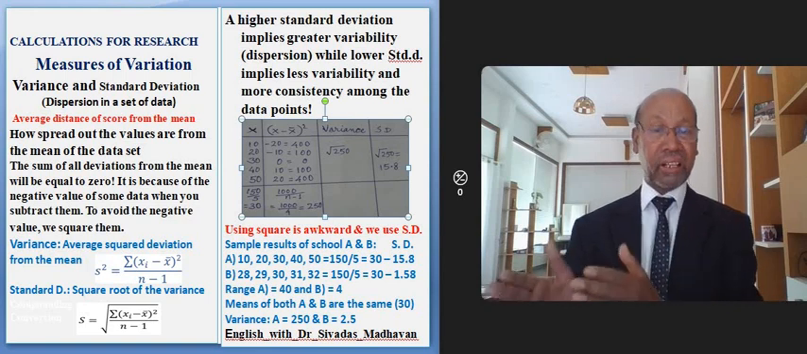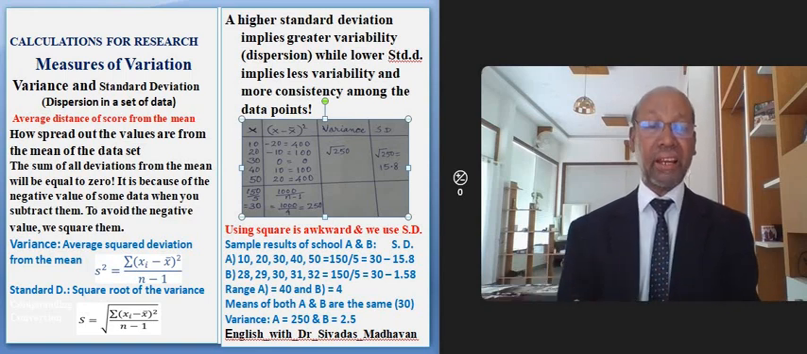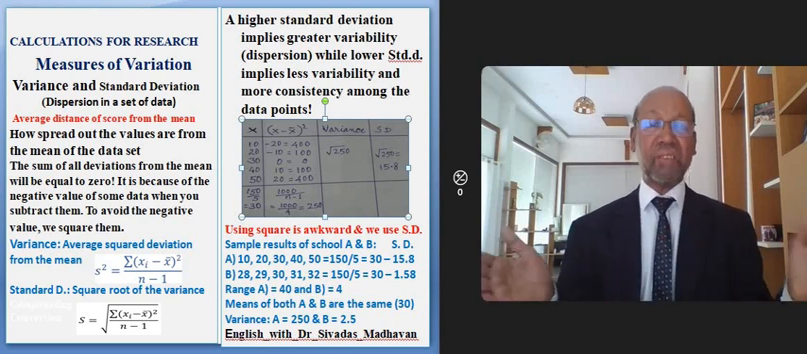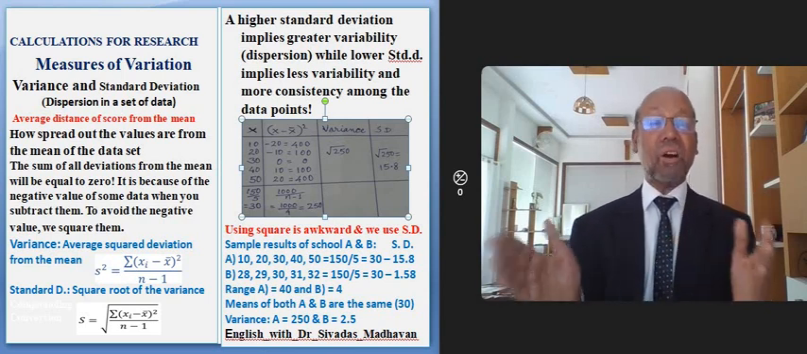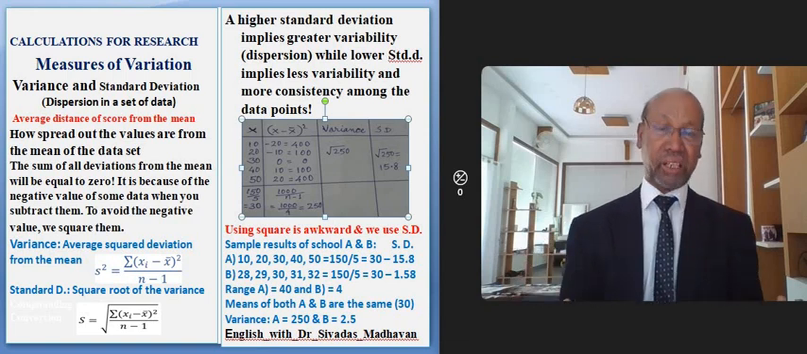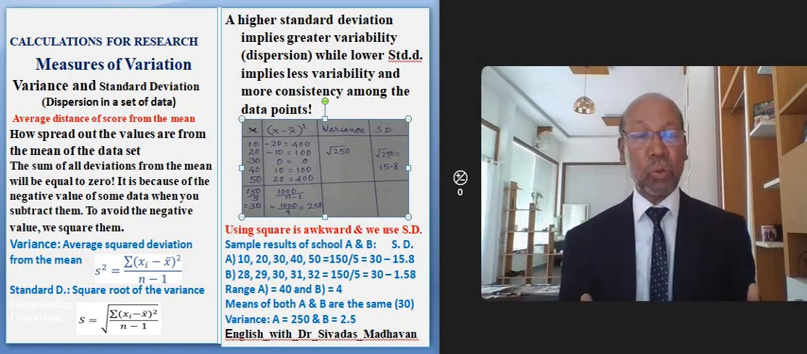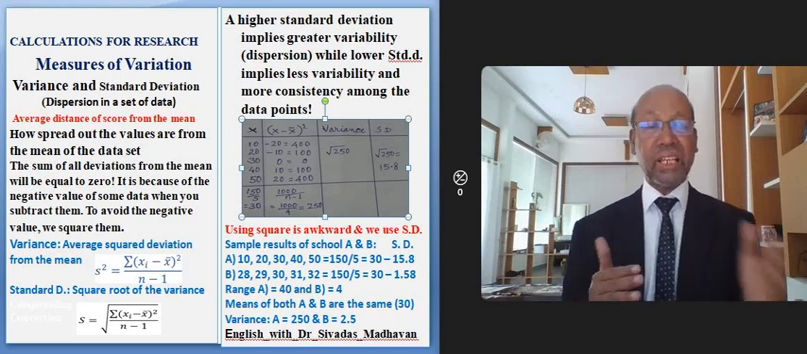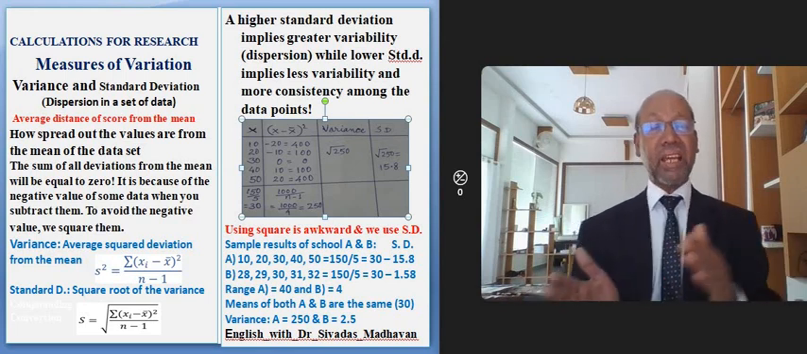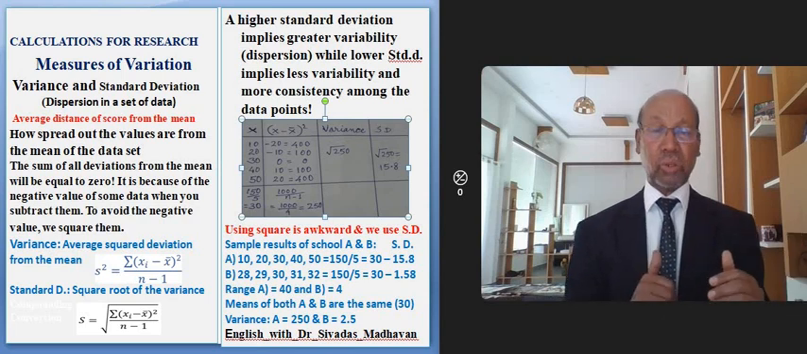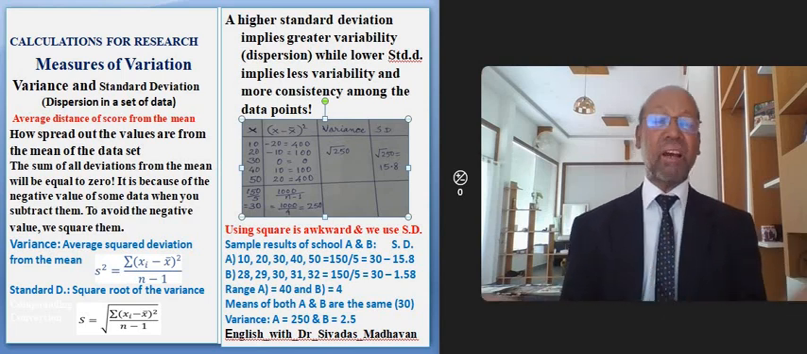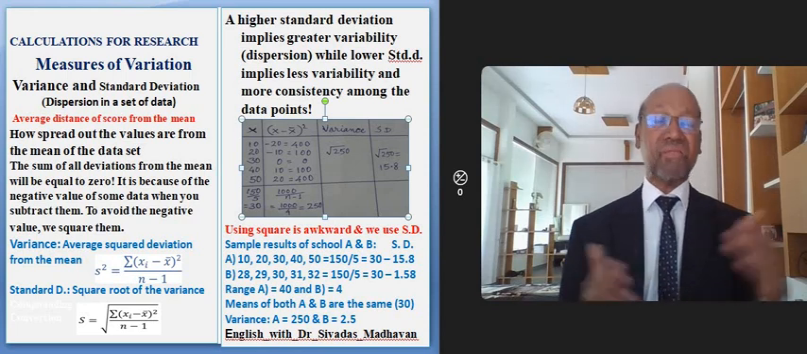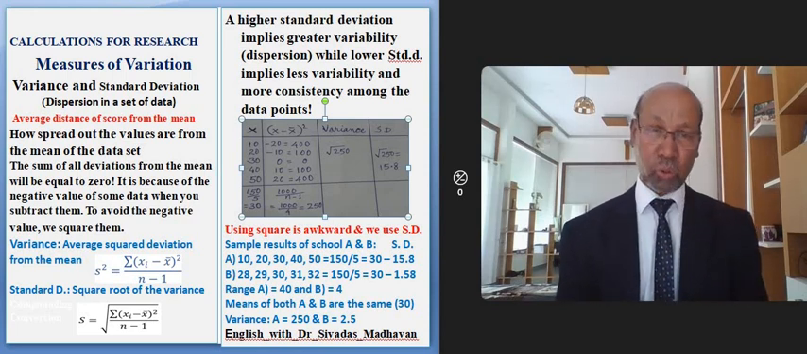For example, in school A, 10 is the lowest and 50 is the highest. So the difference is 40. So the range of the first school is 40. And in the second school, we have 28 up to 32. So the range will be the difference between 28 and 32. So 32 minus 28 will be 4. In the second school, the range is only 4. A great difference between the two schools.